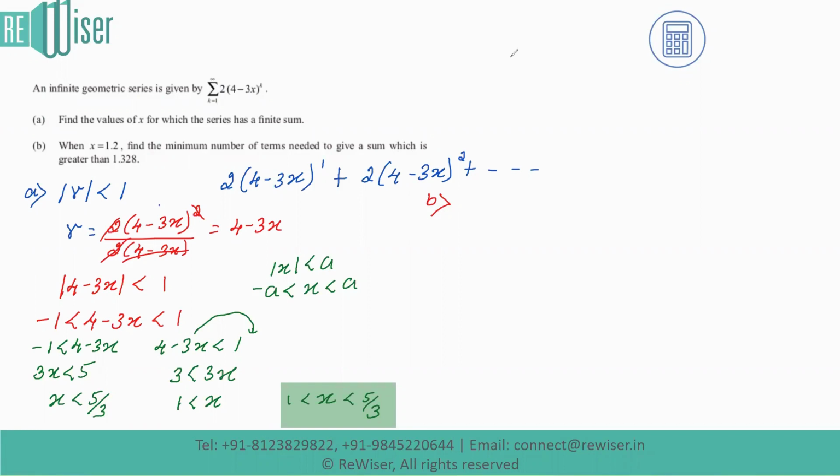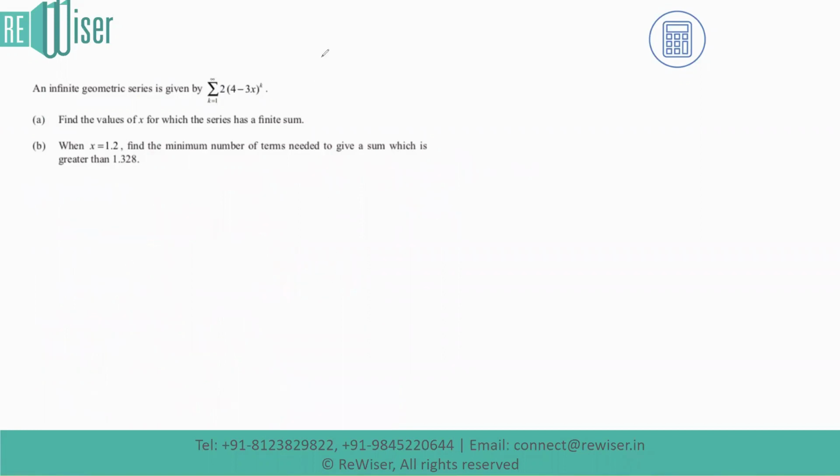So we are talking about the sum of the terms. The sum of n terms in a geometric series, the formula would go something like: sum of n terms is going to be a into whatever the value of r is. First of all, let's figure out what the value of r is. The common ratio, we know, is going to be 4 minus 3x.